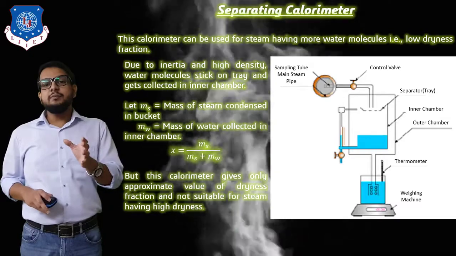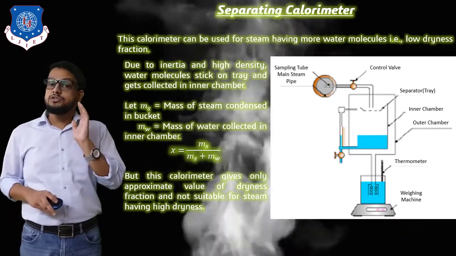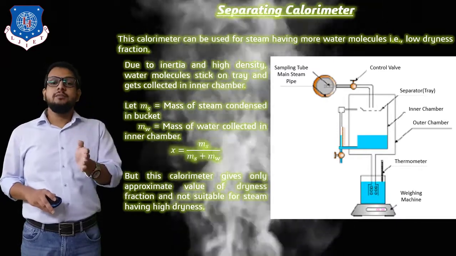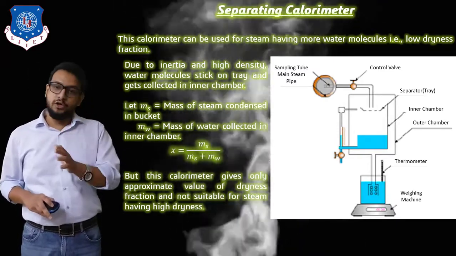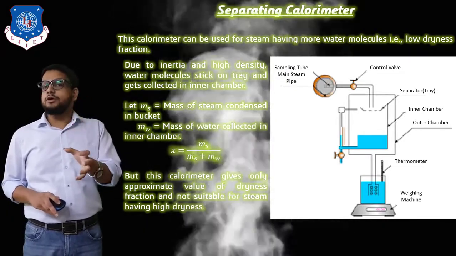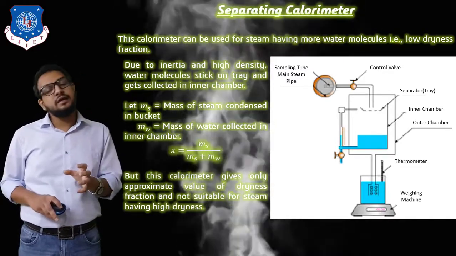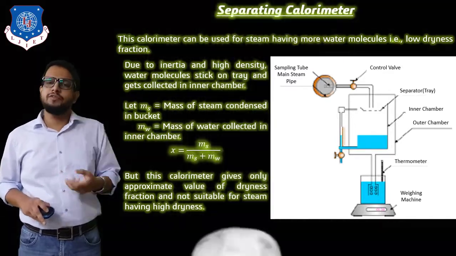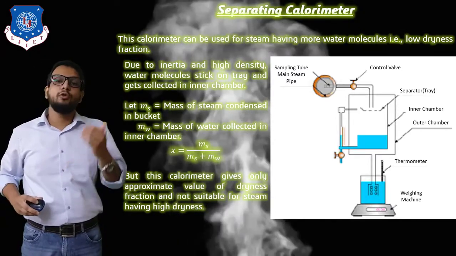But this calorimeter only gives an approximate value for dryness fraction. It is not suitable for a steam having high dryness fraction, or we would say having minimum water molecules. So remember, there must be maximum water molecules present in a wet steam if we are using a separating calorimeter. This is the limitation of this calorimeter. The next calorimeter we are going to see is a combination of both of them.